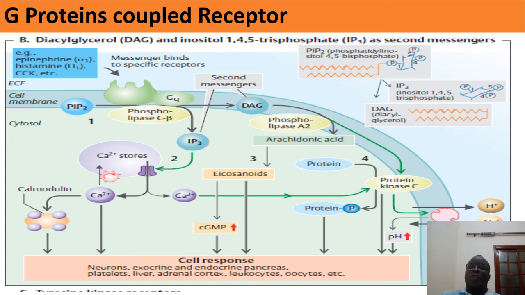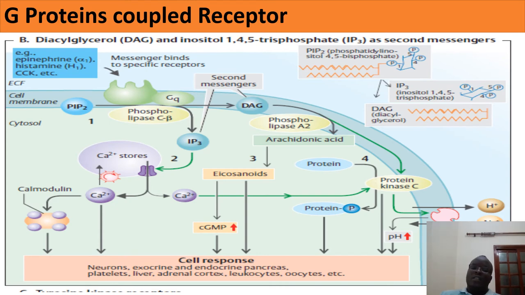So as I've told you, once the hormone goes and binds to the receptor, there's interaction between the G protein and the receptor. Then on the alpha protein subunit, GDP will be displaced by GTP. Once there's that displacement, the alpha subunit will be activated. So the alpha subunit will detach itself from the beta gamma. It will go and activate enzyme A, which is the adenylyl cyclase enzyme. Then the beta gamma is going to activate phospholipase C.